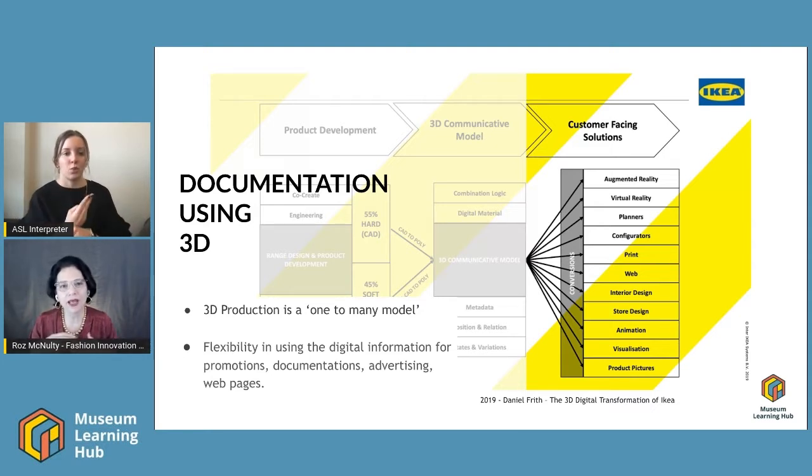So it means that once you have all your pieces scanned and created, you can use them for planning, configuration, museum display, print. You have them all as web assets. You're not recreating it. In their case, interior design, store design, animation, the whole catalog is done with computer-aided design. It's only the people, they're real. But again, it's the flexibility in having these assets that you can use so many different ways, especially with the growing approach of augmented reality.